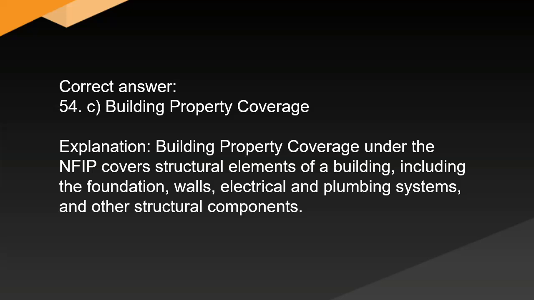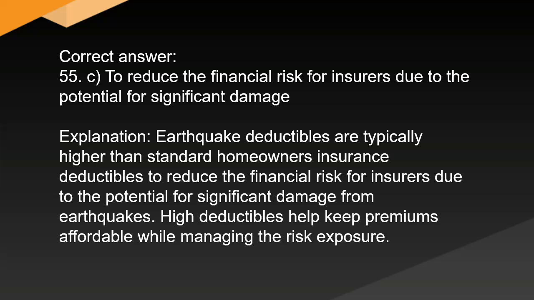Correct answer. C. Building property coverage. Explanation. Building property coverage under the NFIP covers structural elements of a building, including the foundation, walls, electrical and plumbing systems, and other structural components.